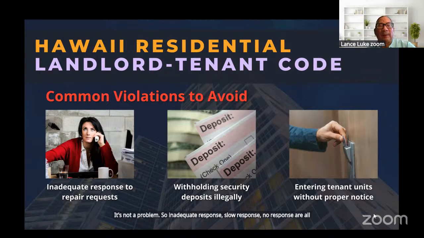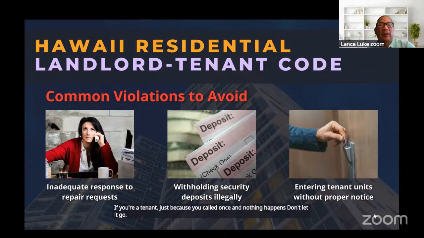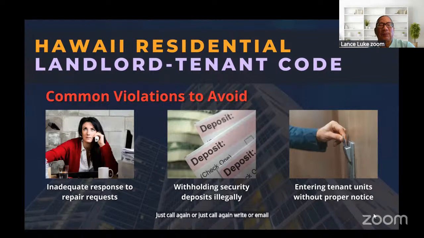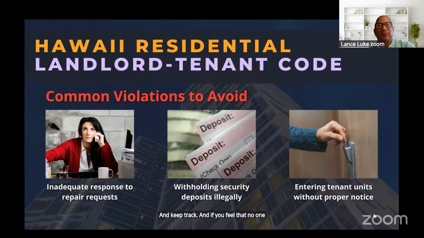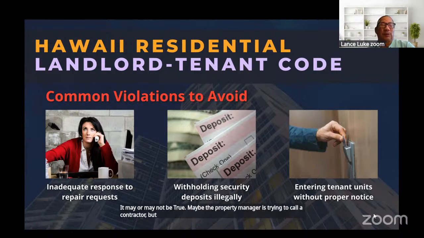So if you're a tenant, just because you called once and nothing happens, don't let it go. Just call again, or write or email or text. There's different ways to communicate. Okay, and keep track. And if you feel that no one's paying attention to you, it may or may not be true. Maybe the property manager is trying to call a contractor, but they can't get a hold of one because they're all too busy.